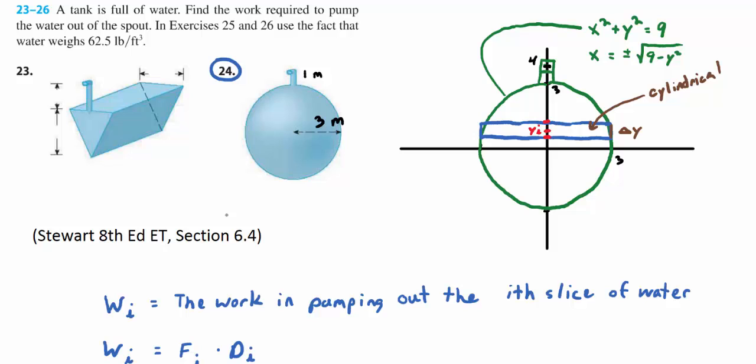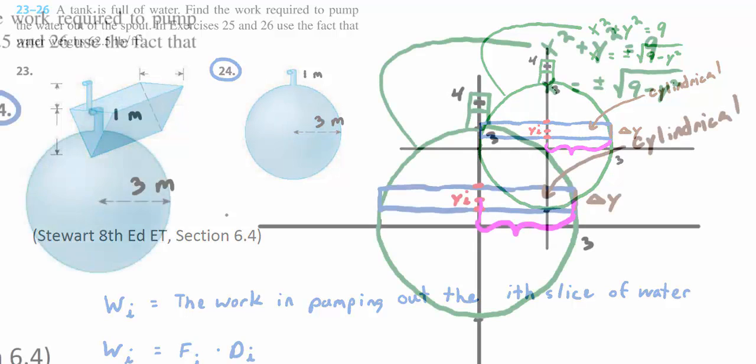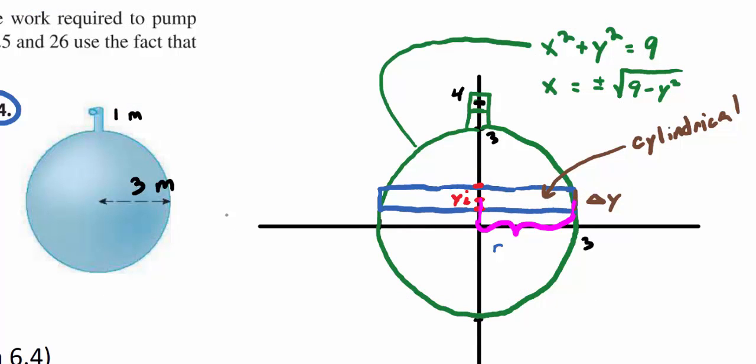Make sense? Okay, so let me redraw that radius then. That radius would be that distance, right? We'll call that r. What is that? Well, you don't need the plus or minus part, right? Just the plus part. So the square root of 9 minus y squared. Make sense?